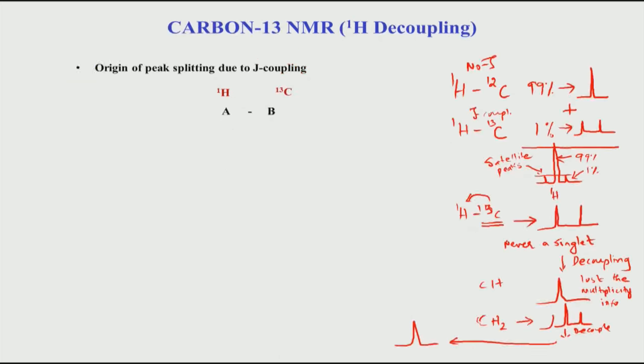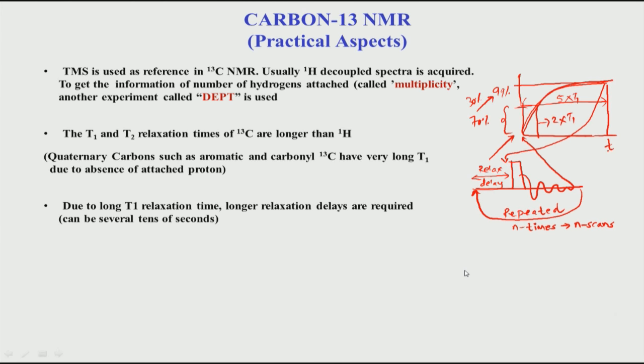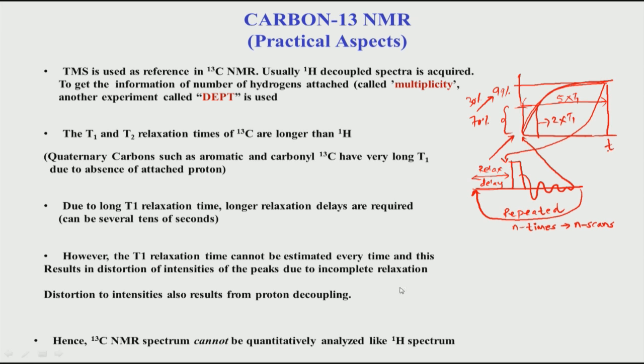This is what you can see in the previous slide. Here you can see that this is a CH2, this is one carbon, and this is also one carbon, but look at this intensity, they are no longer the same. If they both are single carbons, you would have expected both of them to have the same intensity. Similarly, look at the methyl, it is having a smaller intensity. So, the intensities are no longer related to the number of carbons, and all this is coming because of those two factors, that is incomplete relaxation delay and the NOE effect, and therefore, carbon 13 NMR cannot be quantitatively analyzed like a proton spectrum. So, these are the practical aspects of carbon NMR.